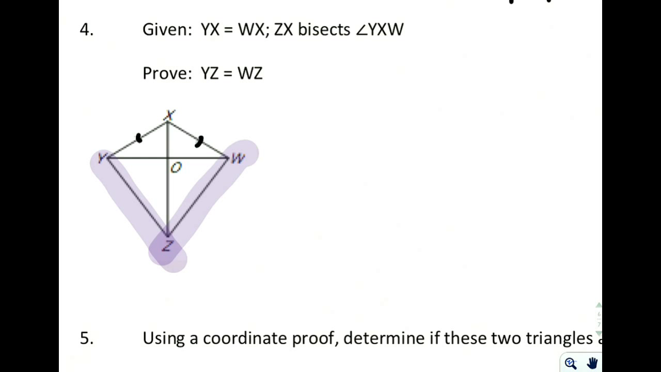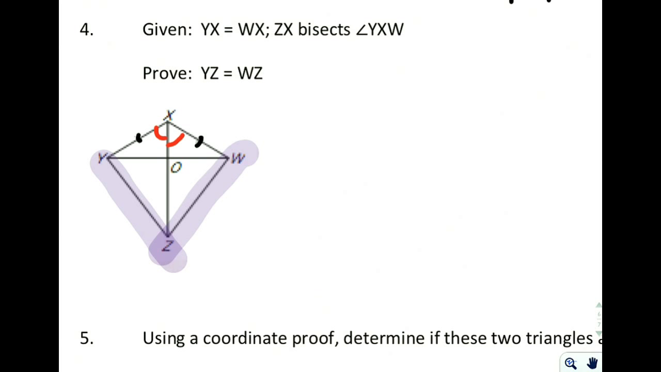YX equals WX. We're also told that ZX bisects angle YXW. So the big angle on top is being bisected, or cut in half, by ZX. So that is the line segment that cuts it in half. And when we do that, we know we're going to get, and we'll mark this in a different color because we do have to mark it as a step, that this angle is getting cut in half into two equal pieces.